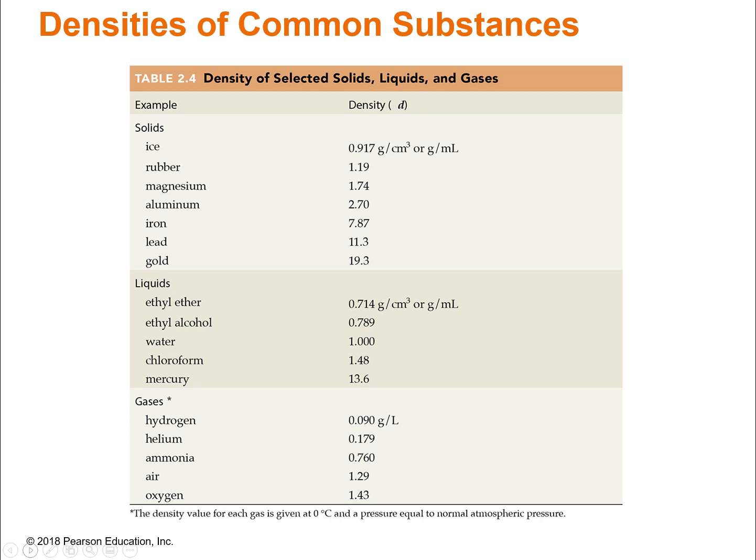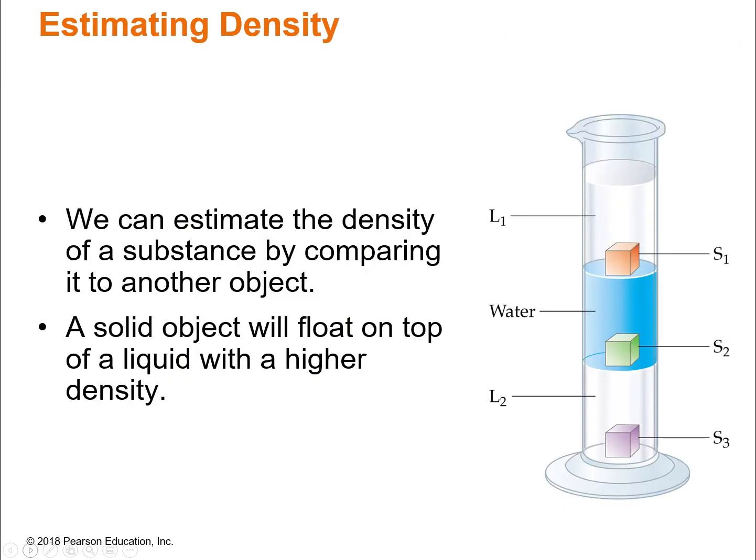This table has a list of common substances and their densities. You may need to reference this during your time doing homework, but I will never ask you to remember the density of a substance. If you need it for a calculation, I will give it to you. We can also estimate density.